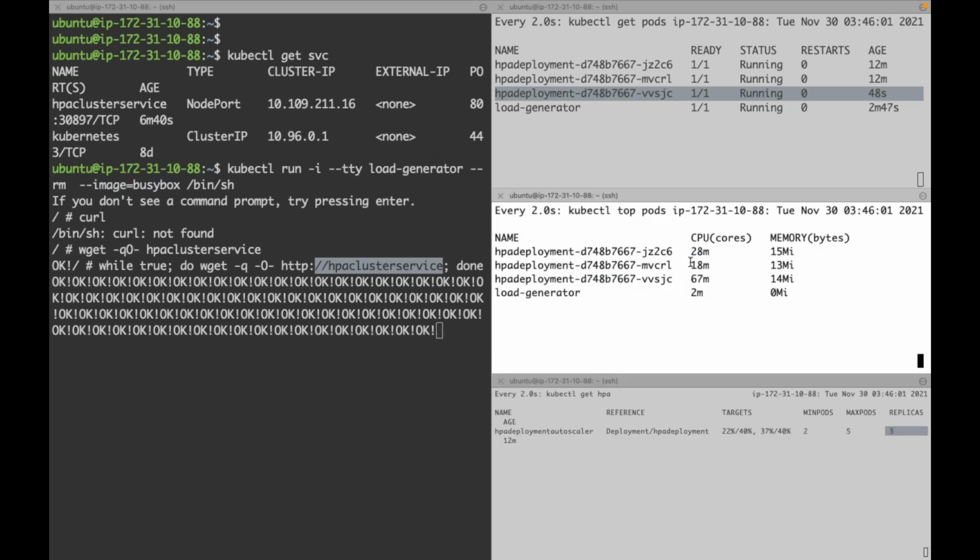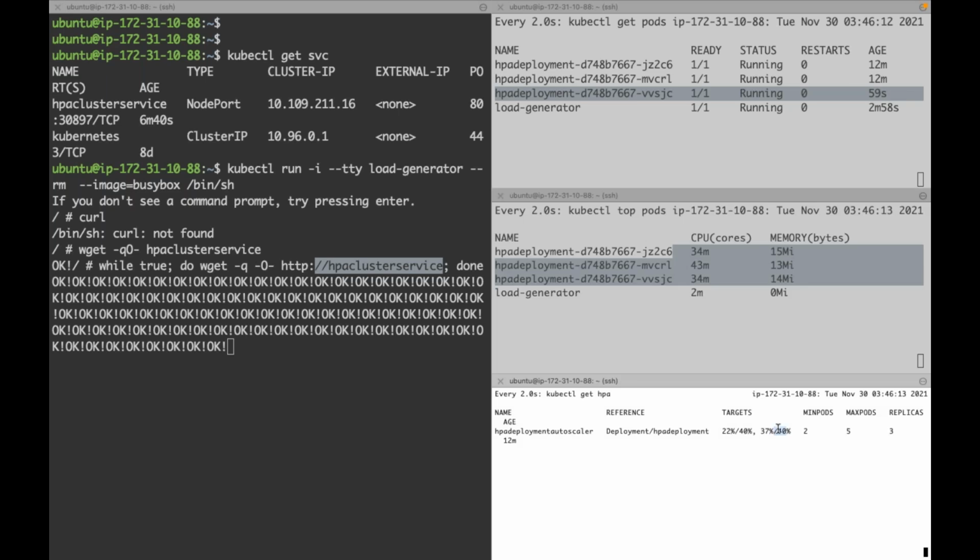Now, has the load been distributed? If you see, we have a total of 3 pods. Load has been distributed. Total we have 3. Now, is it under our threshold? Is it under our threshold now? 40% is the threshold. Current average is what?